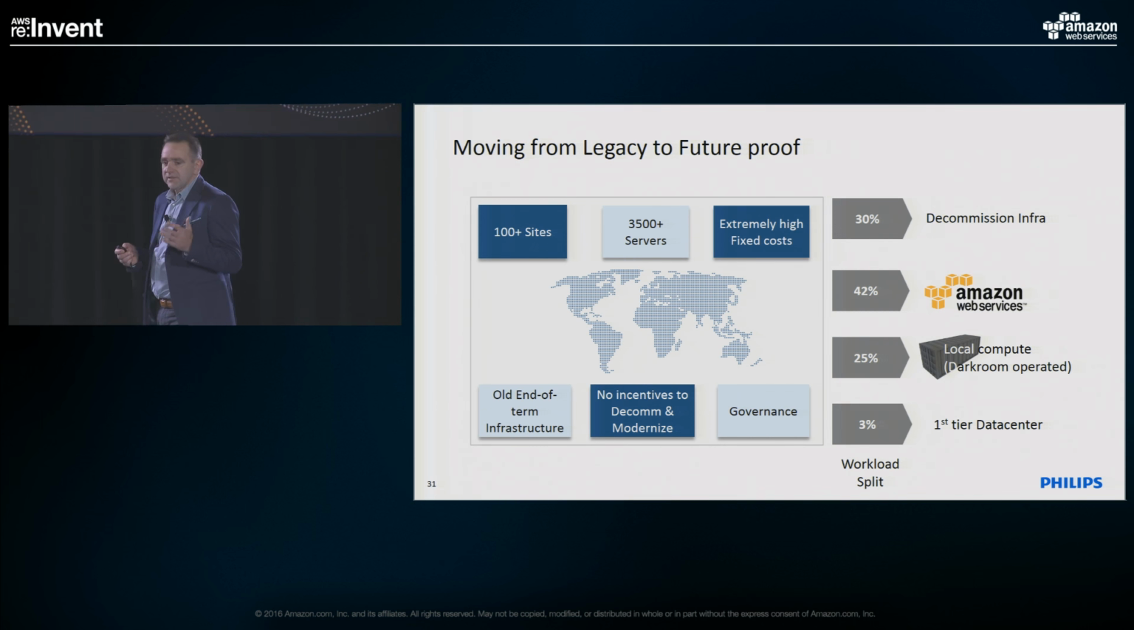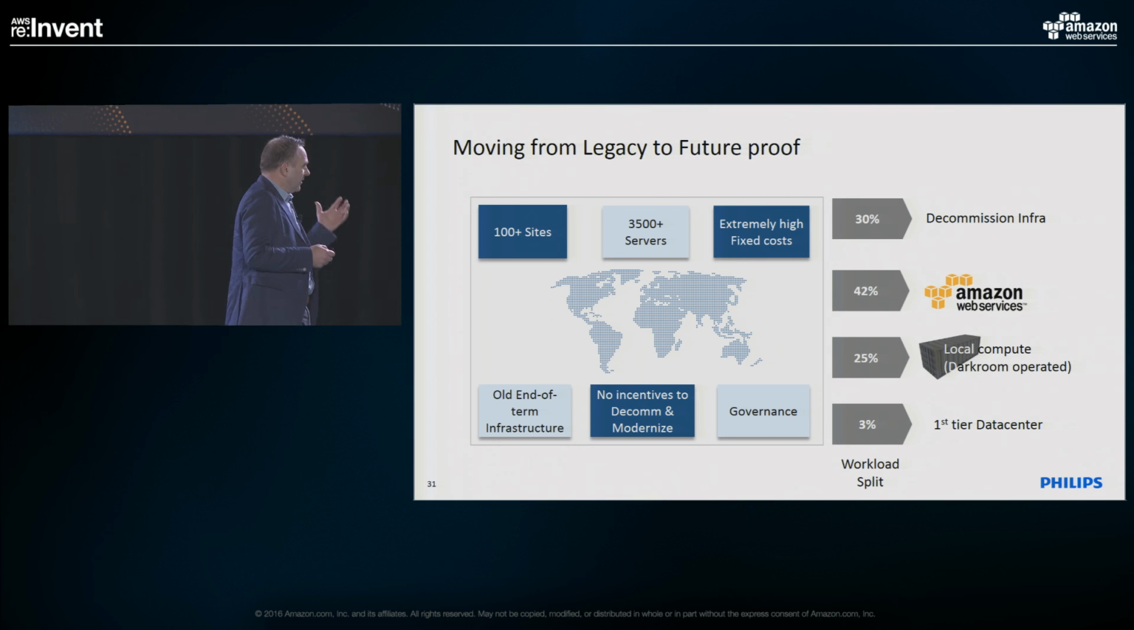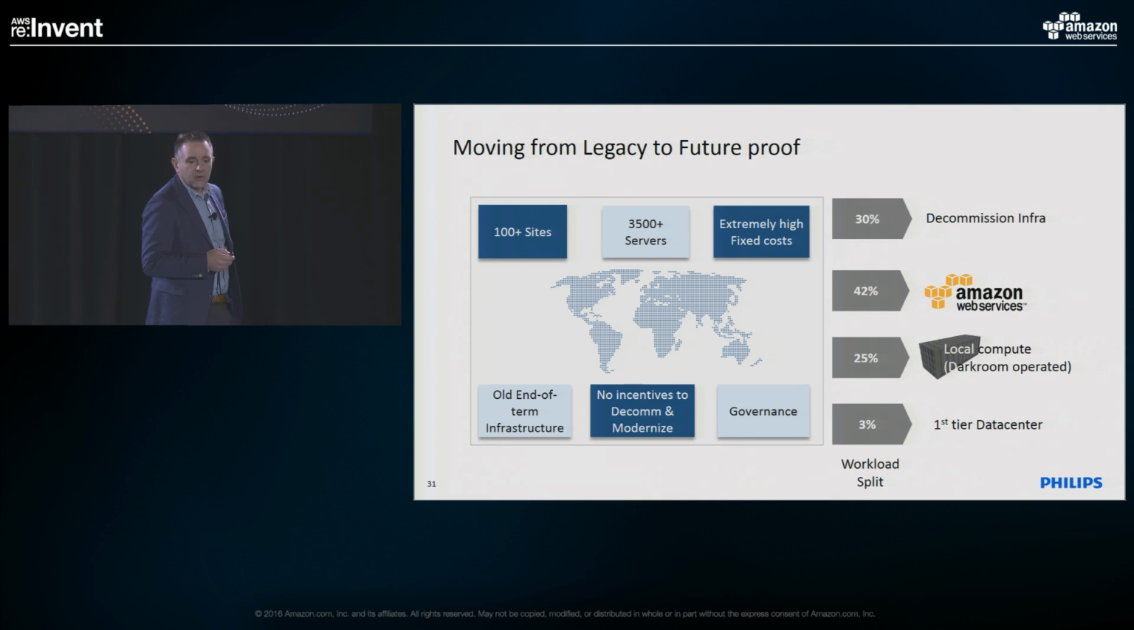So what we organized is we contracted a party to really help us with the cleanup, because we do it completely outsourced. So 30% of all that old stuff will go into decommissioning, 42% into AWS, Amazon Web Services, and 25% will go into a local compute darkroom operated.